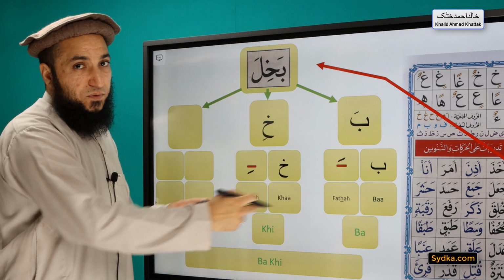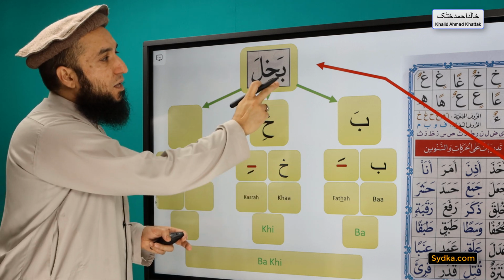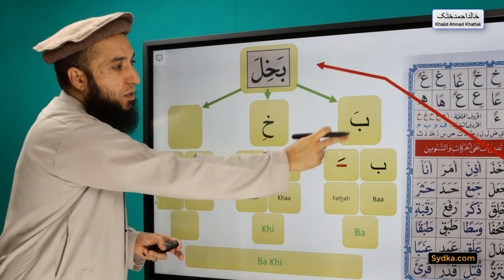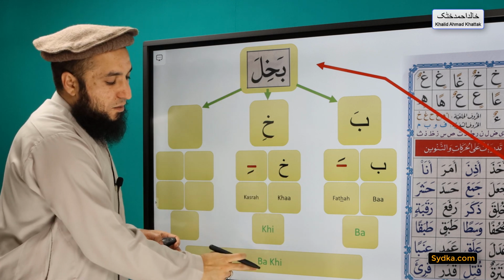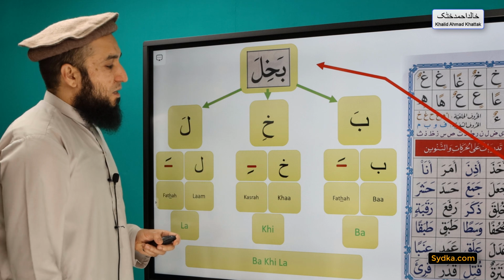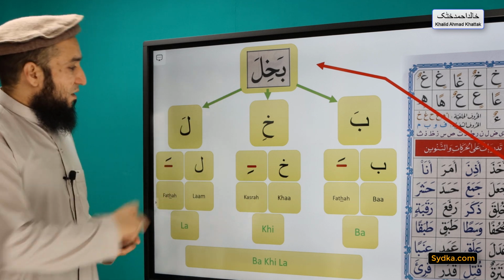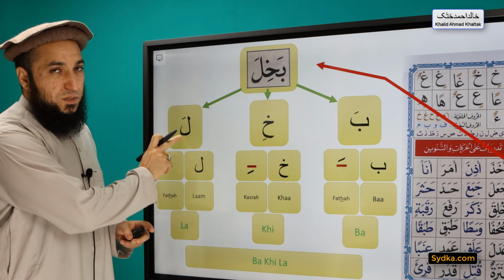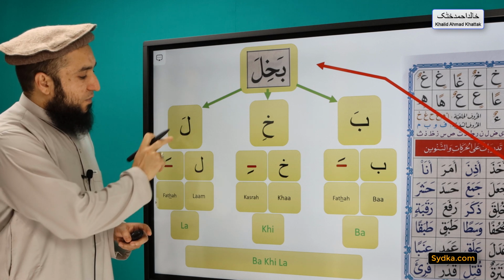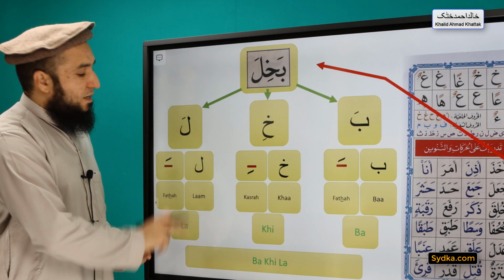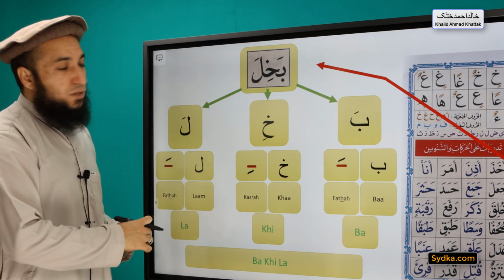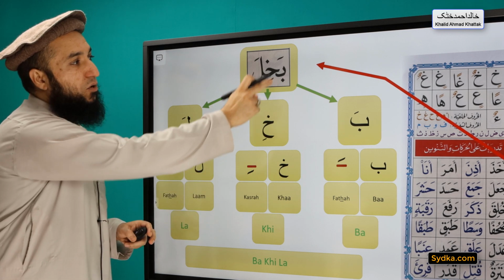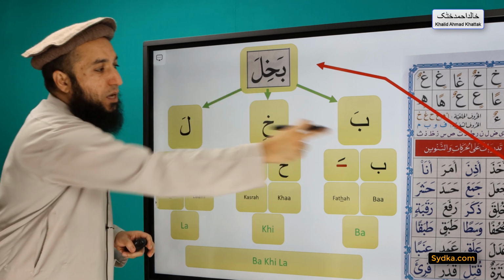So we have to combine the first 2 syllables, and we have bakhi, bakhi. The third syllable we have is lam fatha la. So lam is not silent, and we have fatha. Lam fatha la, lam fatha la. So now we combine the 3 syllables, and we have bakhila, bakhila.